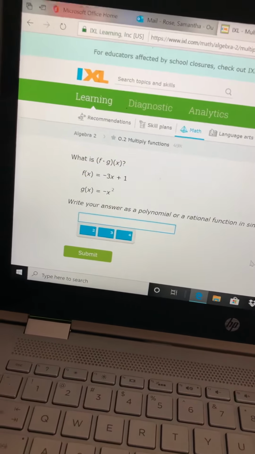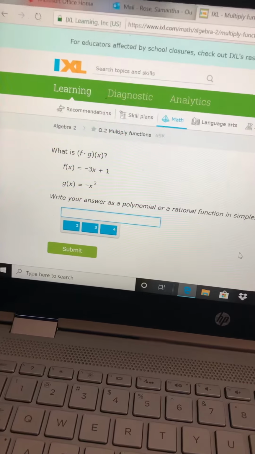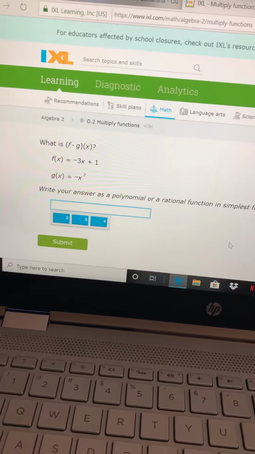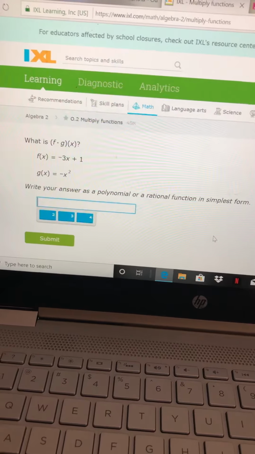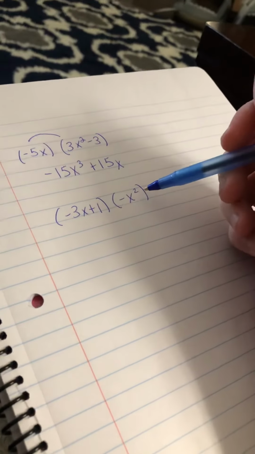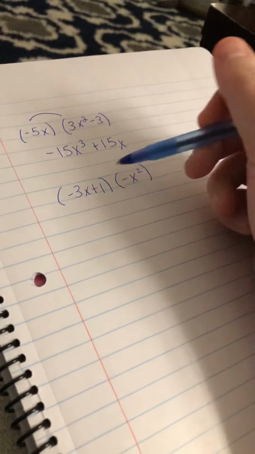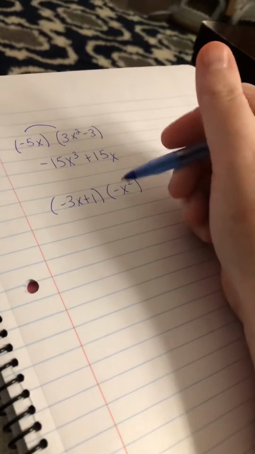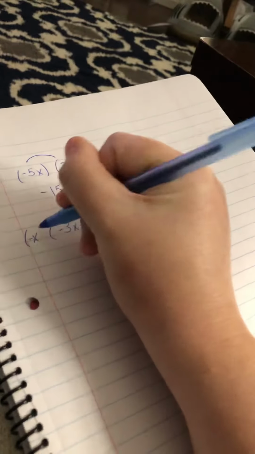Okay, so the next one, the f dot g of x just means f of x times g of x. So I'm going to write parentheses negative 3x plus 1, parentheses negative x squared. So I'm going to come over here and I'm going to multiply. So I'm going to distribute. Typically, I usually like to write the single monomial in front and distribute it back, but it doesn't matter either way. Since that's what I usually do, let's do that.